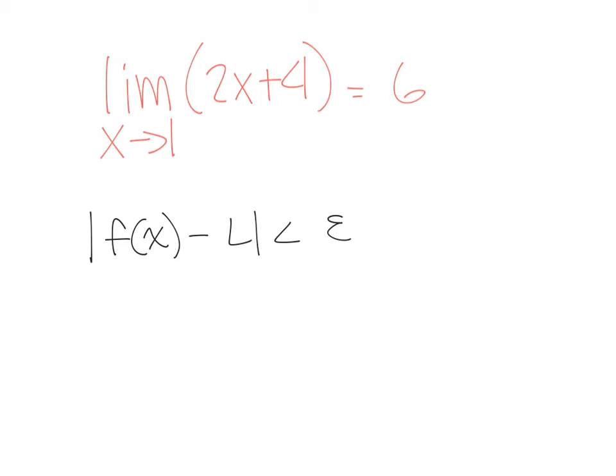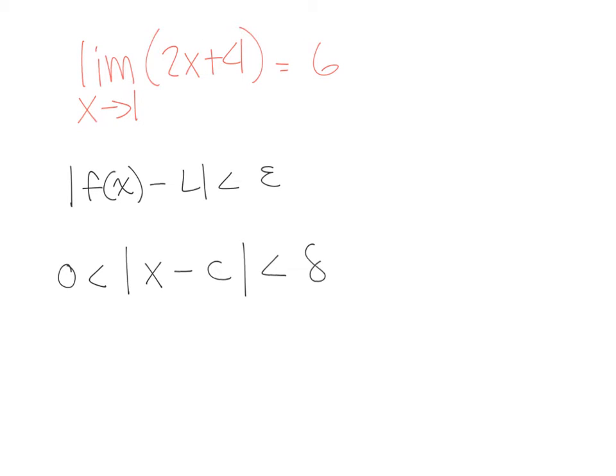So what I'm going to do now is just direct substitution. In addition to that, we have to define that 0 is less than the absolute value of x minus our constant that we're going to approach, which is going to be less than delta. Okay, so when we do that, our function value is 2x plus 4.